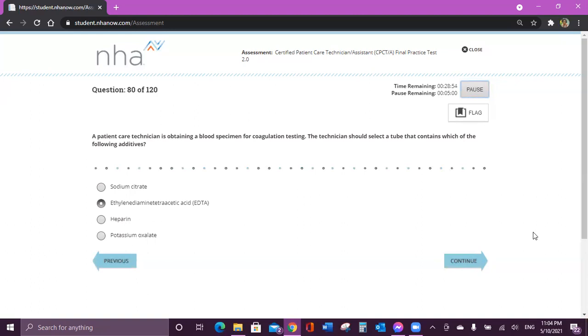A patient care technician is obtaining a blood specimen for a coagulation test. The technician should select a tube that contains which of the following additives. Sodium citrate, for coagulation.